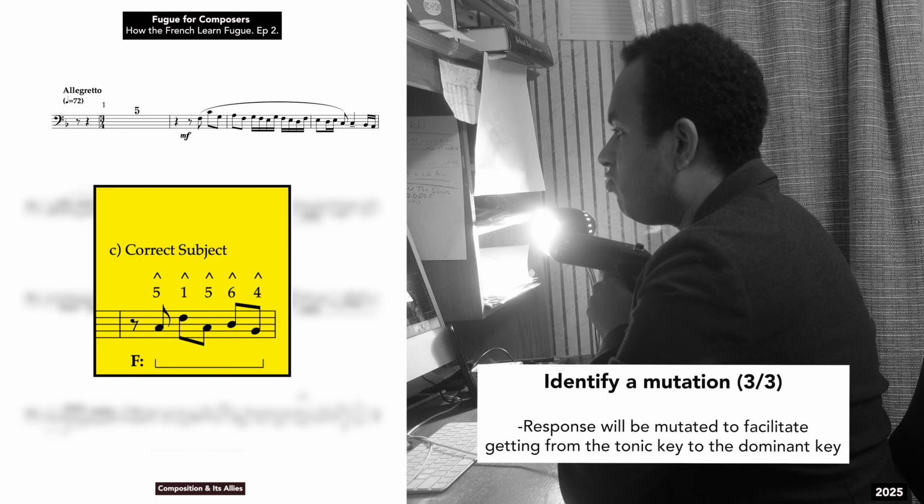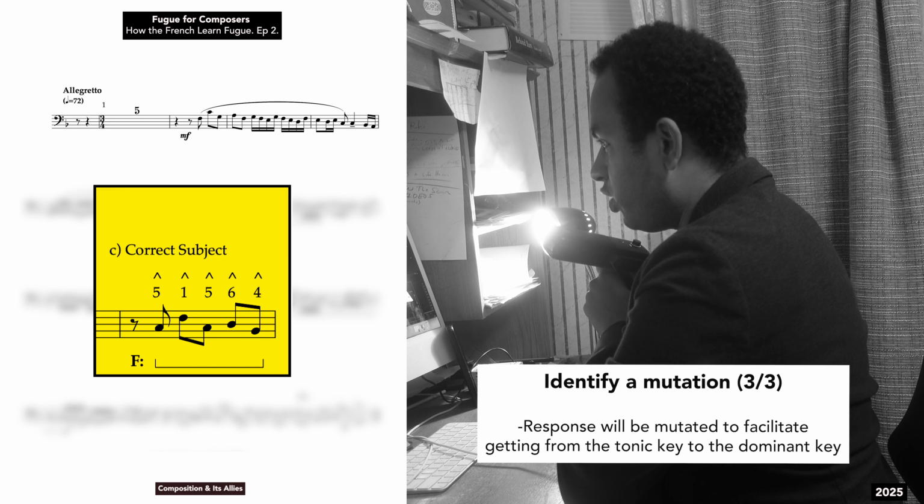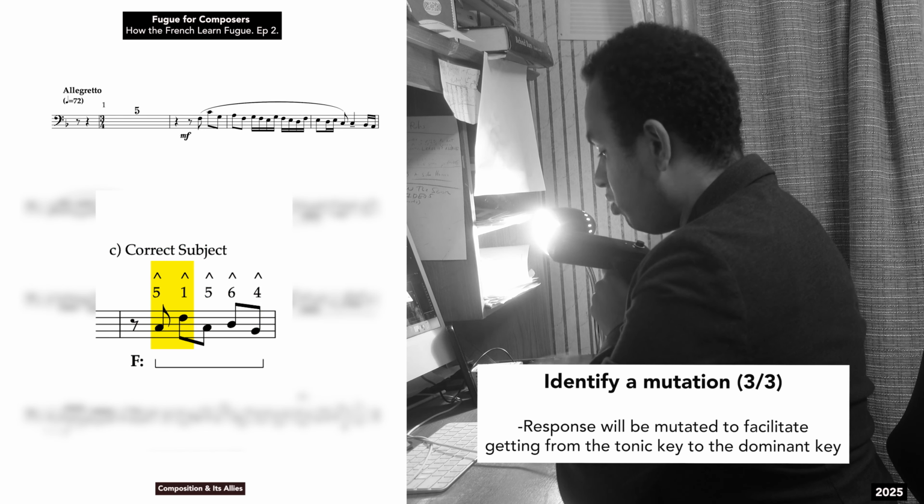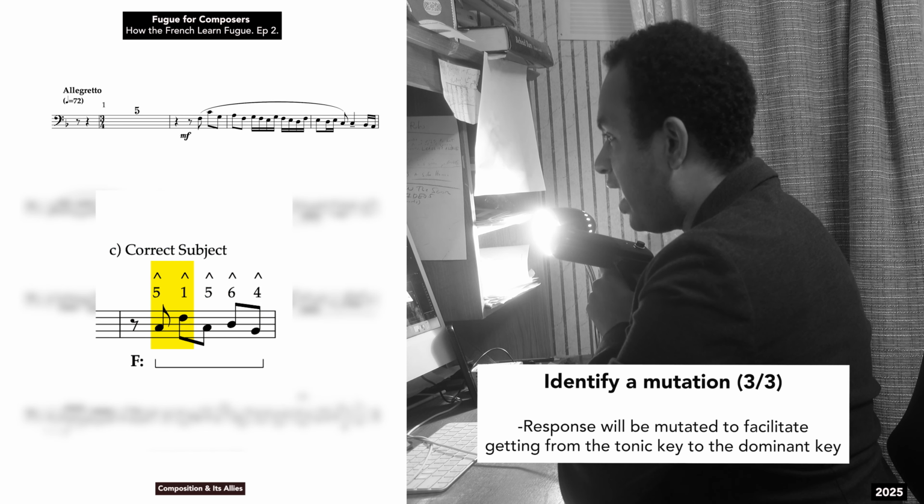In that case, what we need to do for the subject is to modify or restore it to the original version. So instead of starting with an opening 5th, which would be scale degree 4 to scale degree 1, we're going to put what is much more natural and obvious, 5 to 1. Okay, so an opening 4th.